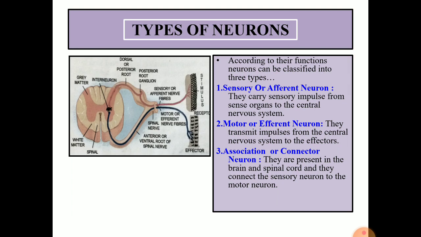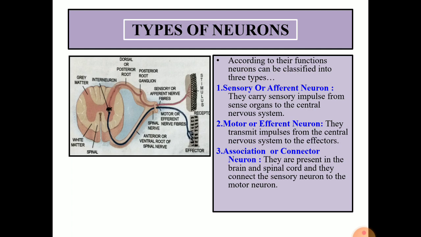According to the functions that the neurons perform, they can be classified into three types. The sensory or afferent neuron is the neuron that brings impulses to the central nervous system. They carry sensory impulses from the sense organs to the central nervous system. Here you can see the red colored structure, which is known as the afferent, the one which is coming inside, or the sensory neuron.